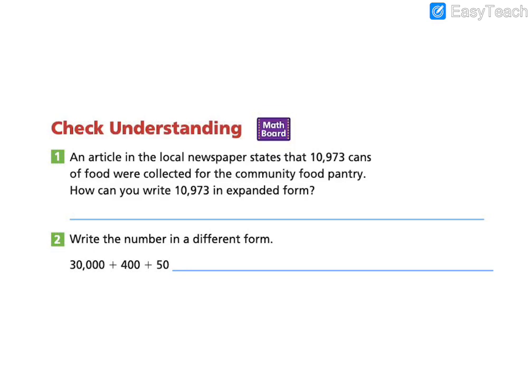So now let's go ahead and check our understanding. Number 1, an article in the local newspaper states that 10,973 cans of food were collected for the community food pantry. How can you write 10,973 in expanded form? Number 2 asks you to write the number in a different form. Go ahead, pause the video, and then start it when you've answered the 2 questions to check your work.